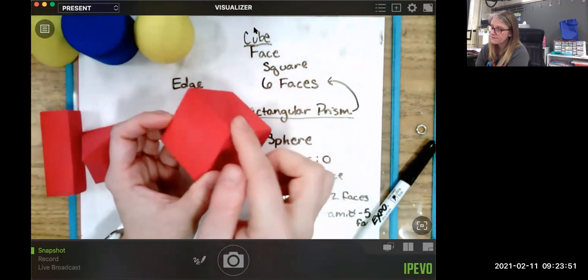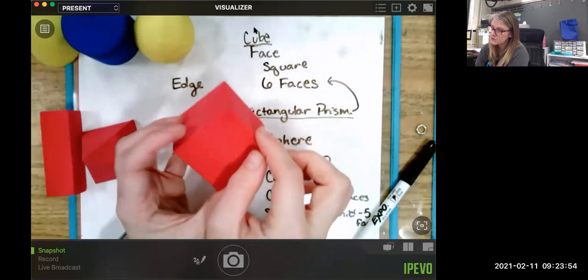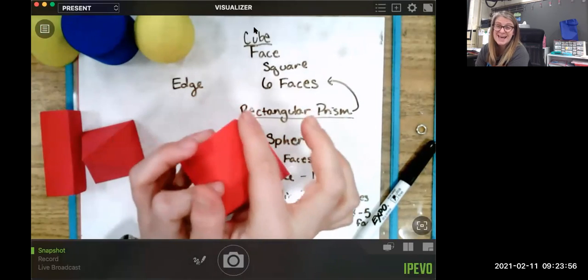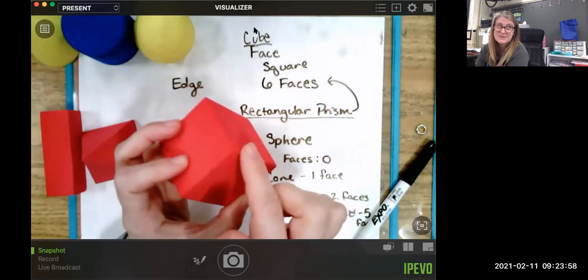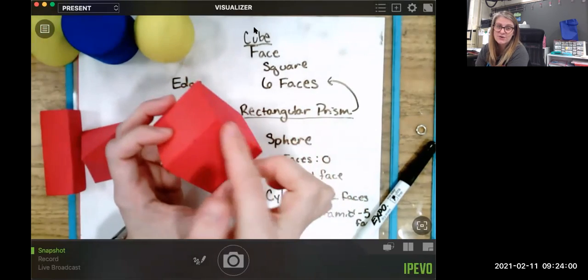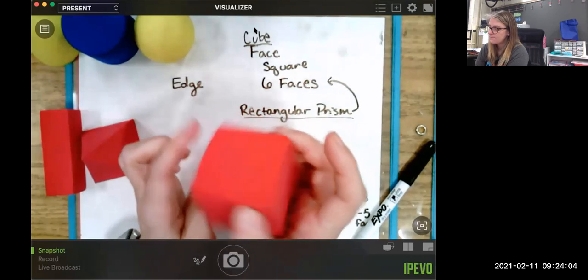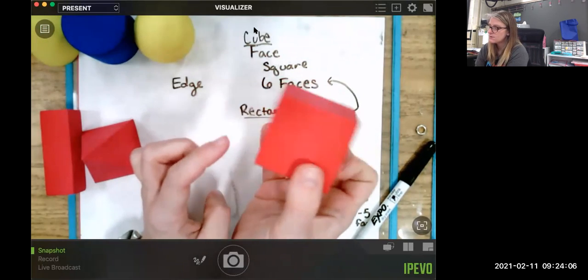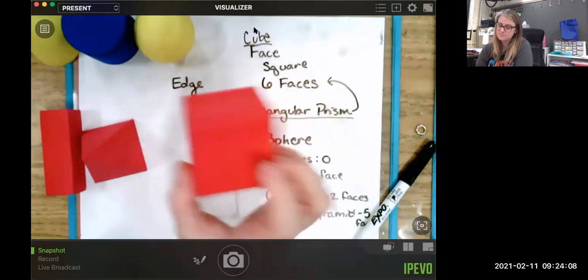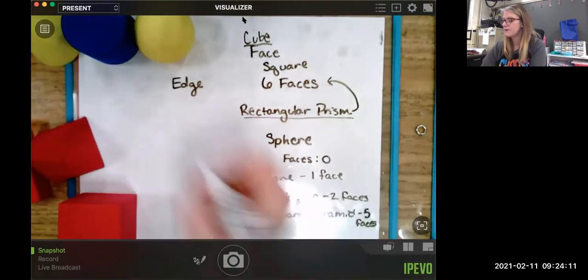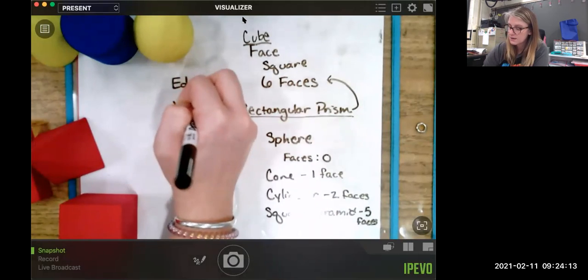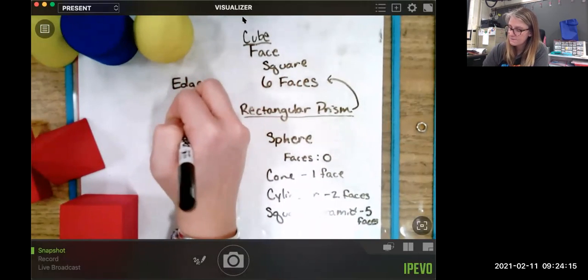Okay, so here we have a bunch of vertices. If you have more than one vertex, it's called vertices. Okay, multiple would be vertices. Okay, I'm going to write those two words down. Vertex and vertices.